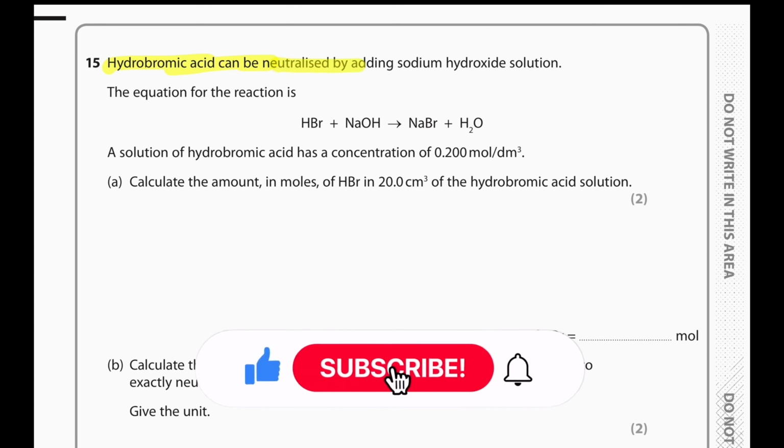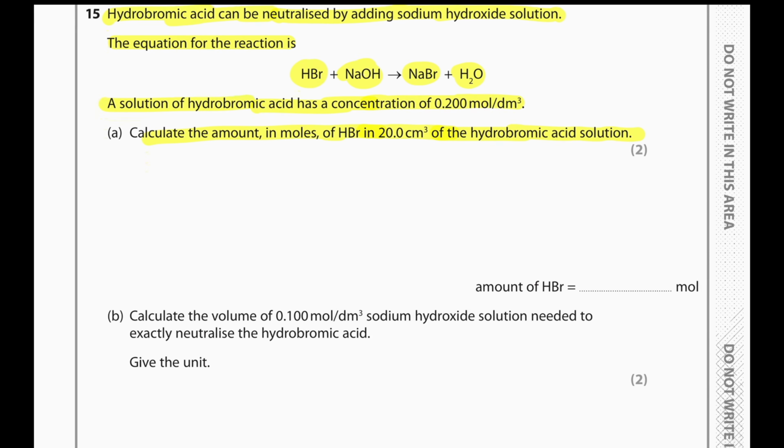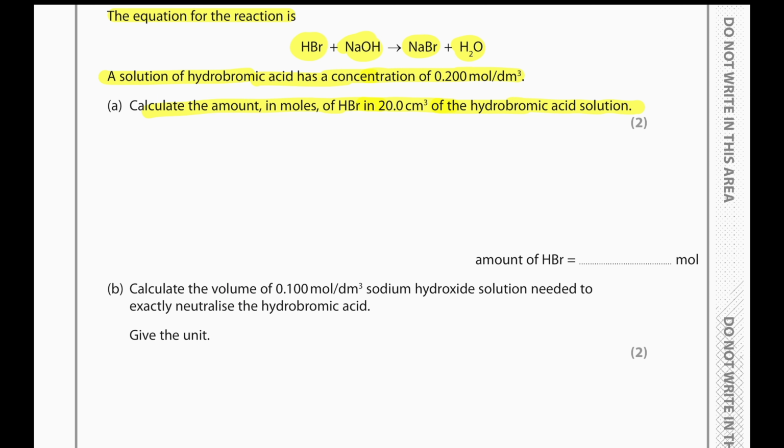Hydrobromic acid can be neutralized by adding sodium hydroxide solution. The equation for the reaction is HBr plus NaOH gives NaBr plus H2O. A solution of hydrobromic acid has a concentration of 0.2 mol per dm cube. Calculate the amount in moles of HBr in 20 cm cube of the hydrobromic acid solution. So in this case, we have to calculate the number of moles. The number of moles is equal to volume times concentration.